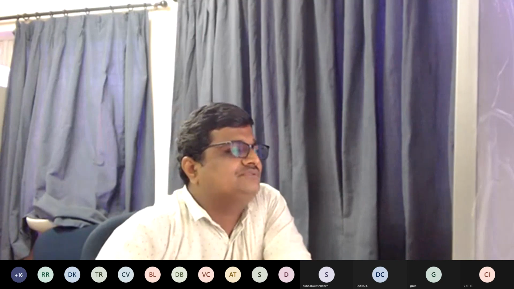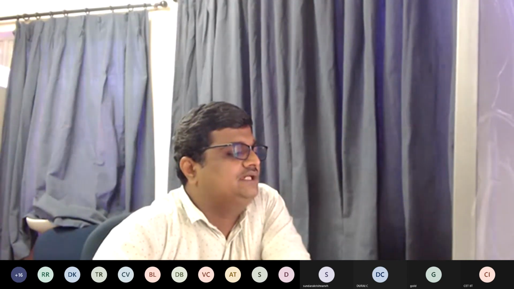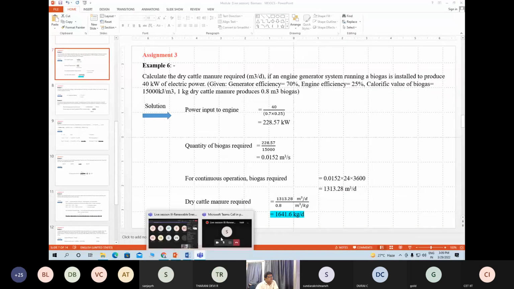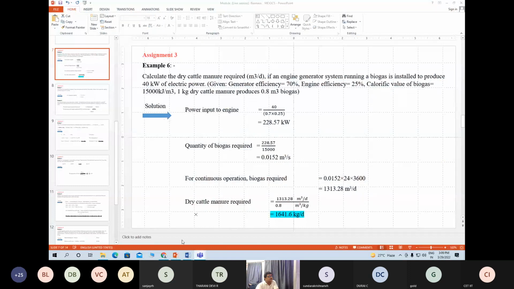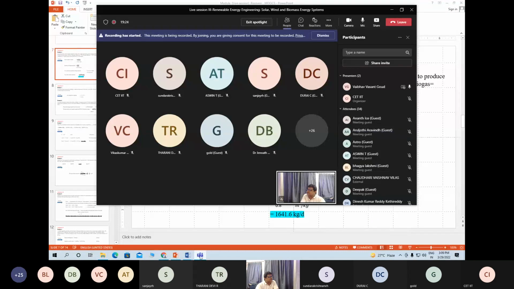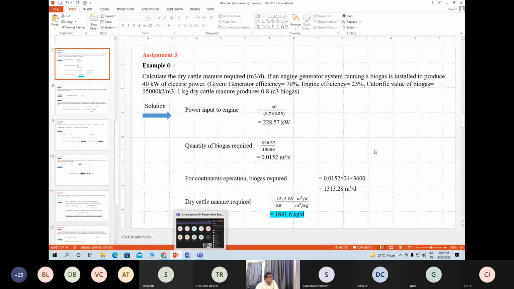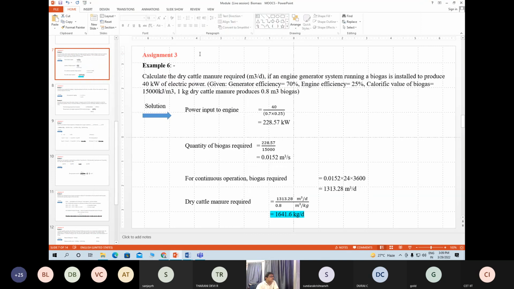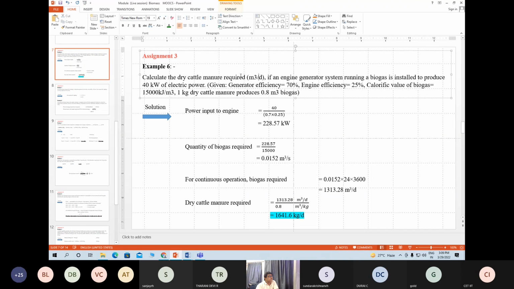For that, I am just sharing one screen here where you can see how this particular example is done, so that you get the idea and also come to know the exact solution. Okay, can you see the screen? Anybody? Yes, sir. If you see the statement here, it is mentioned as meter cube per day.